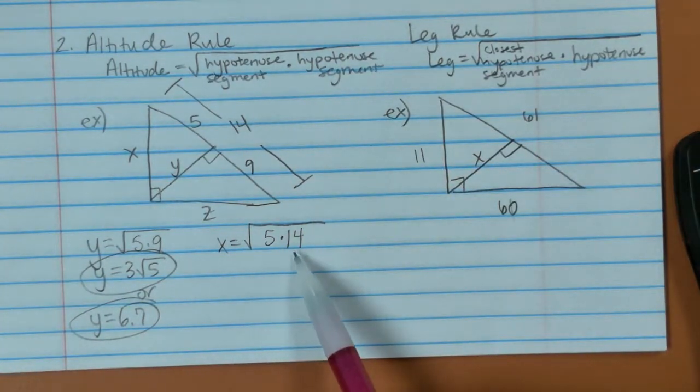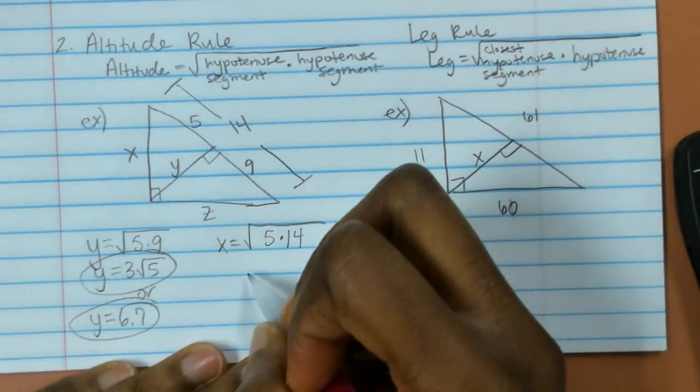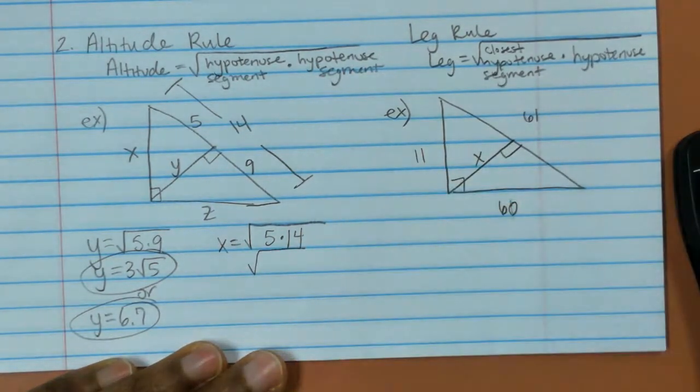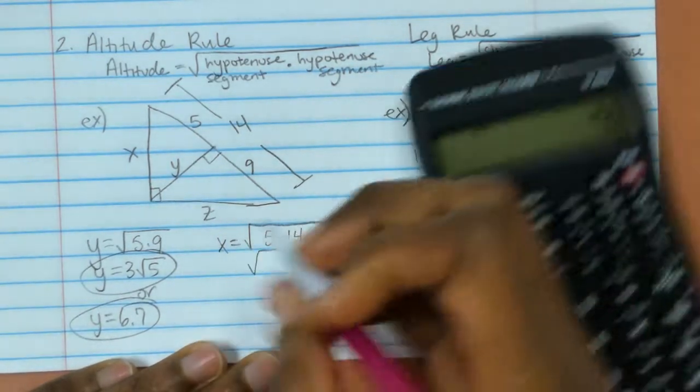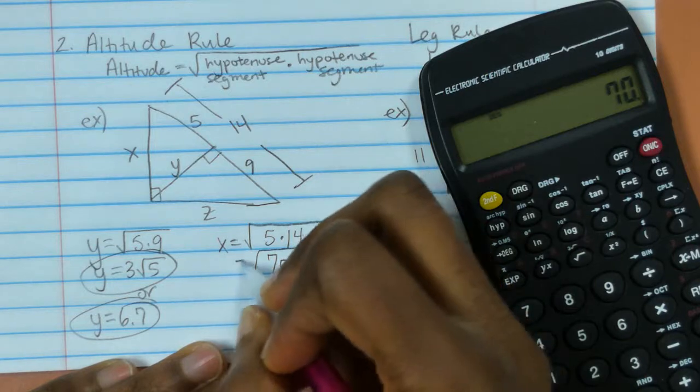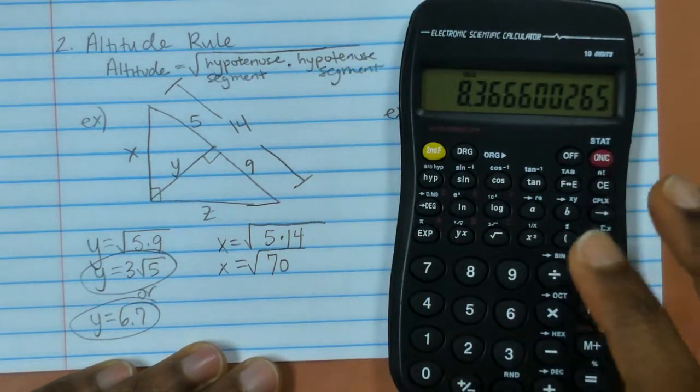Okay, 14 has factors of 7 and 2, and that's really it. None of those are 5, so that means that this can't be simplified. If we just multiply them back together, 14 times 5 is 70. So that's as simplified as the radical goes. And then if we just do the decimal answer, we get 8.4.